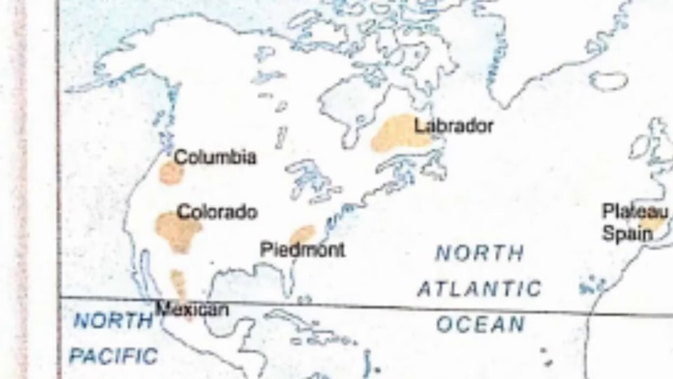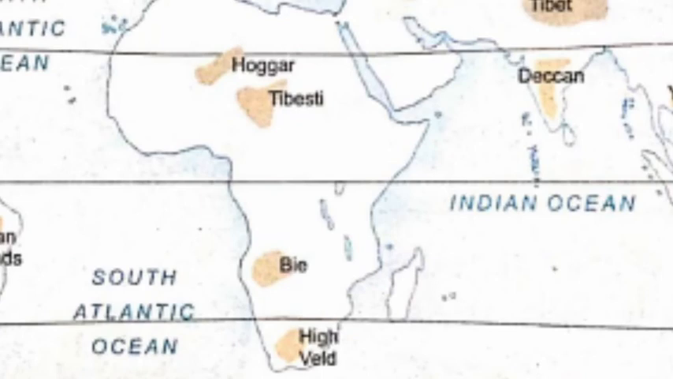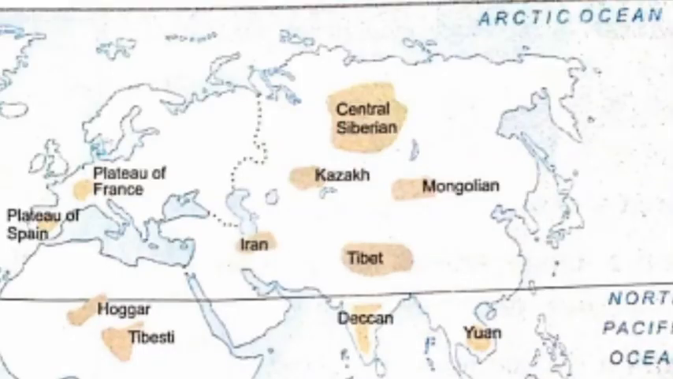Major plateaus of North America, children. Columbia, Colorado, Mexican, Piedmont, Labrador. Major plateaus of South America, children. We have the Brazilian Highlands and the Bolivian Plateau. Major plateaus of Africa, children. Hoggar, Tibesti, Bie and High Veld. Moving on to the major plateaus of Europe and Asia, children. Let's see European plateaus. Plateau of Spain, Plateau of France. Moving on to Asia, we have Iran, Kazakh, Central Siberian, Mongolian, Tibet, Deccan, Yunnan. Moving on to Australia, children, we have Kimberley Plateau.